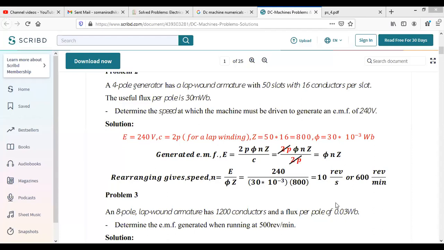Okay, so here, in solving the second problem, they have not given the number of conductors. They have given the conductors per slot, not for the total DC machine. So here we can solve for the total DC machine. The number of conductors will be equal to the slots into the conductors per slot, 50 into 16. If you solve, you will get the value for the total number of conductors.